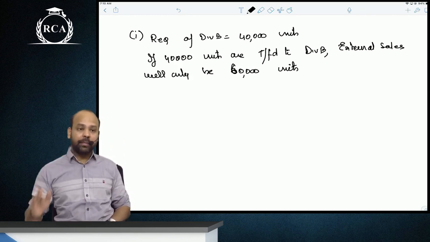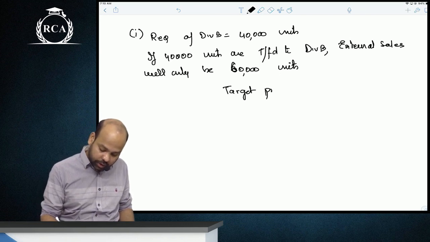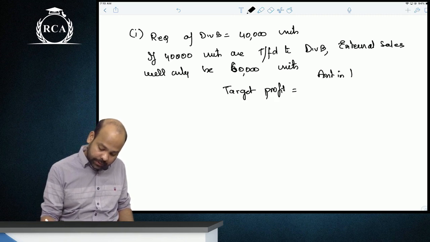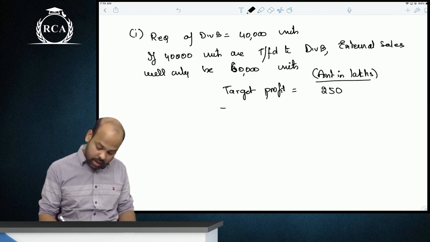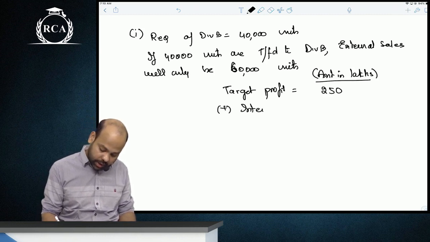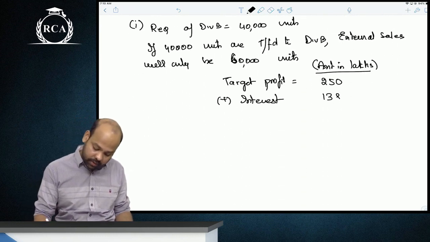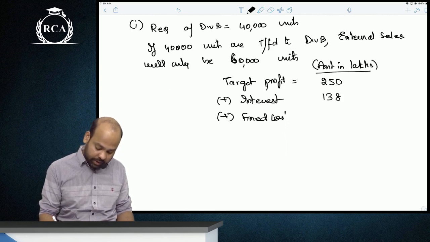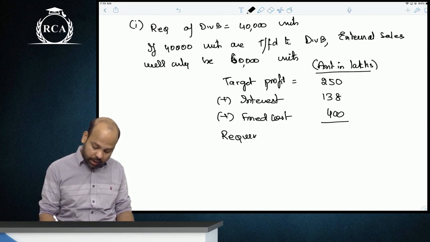I will now work backward. What is our target? He is telling us that you have to meet your target profit, right? So what is our target profit? I'll write the amount in lakhs. Target profit is 250 lakhs. I will add back interest on the working capital loan, which is 138 lakhs. I will add back the amount of fixed costs that we are incurring at present, which is 4 crores, 400 lakhs. Don't you think this would be your required contribution?